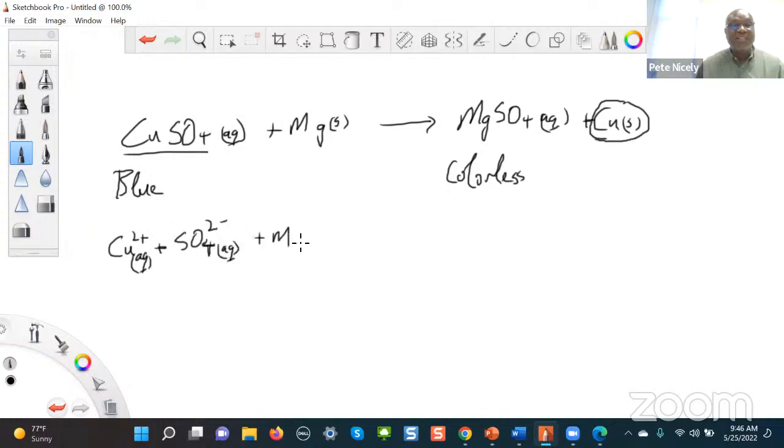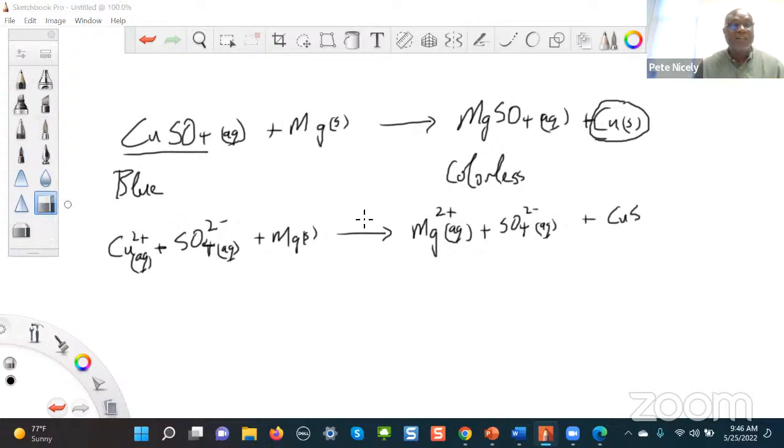Plus magnesium solid. And then on the product side, you're going to have Mg2+ aqueous plus SO4 2- aqueous and Cu solid, all right? So that would be the ionic equation.